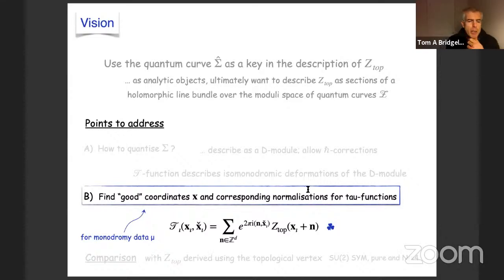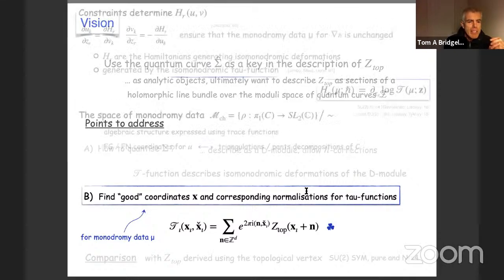Sorry, can I ask a question? Your tau function seems to be a function of a lot of variables now: the monodromy data, the positions of the apparent singularities, and these new ones.